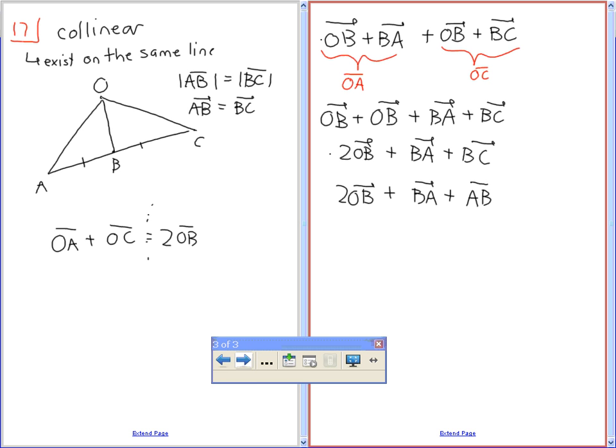Right, and we showed that above, that AB was the same as BC. Okay, so we're okay on that? BC was the same as AB, so it's okay to show. We're good? And it becomes... why? BA equals negative AB. Thank you. And this is what you've got to show, which is just equal to 2OB.